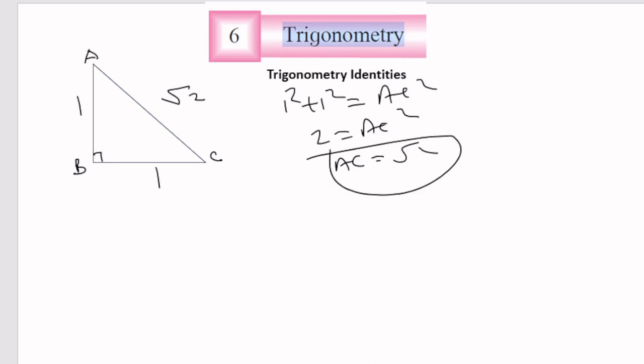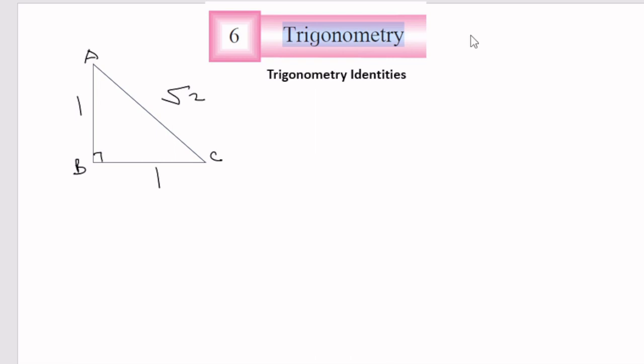Simply using the Pythagoras. And we know that once we derive one trigonometric identity, the rest you can figure out. So let's derive the first trigonometric identity. Let's say the first trigonometric identity is what? Sine square theta plus cos square theta is equal to 1. Now how to get this?